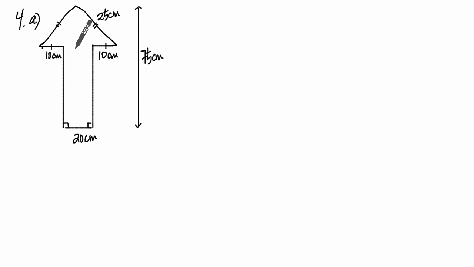So again, the arrow is a composite figure consisting of the rectangle, which I'm going to call A, and a triangle at the top. The area of the rectangle will be length times width. So length here, how can we find length? We don't know the length of this rectangle here. We've got to go and find it.